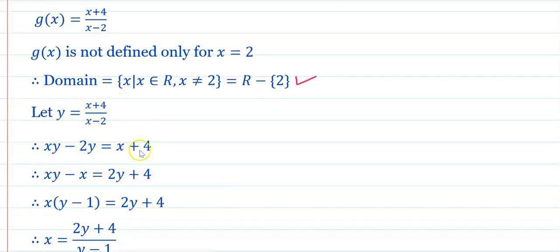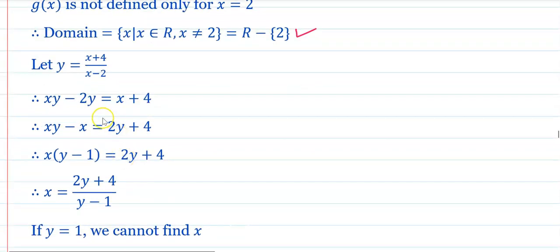If we simplify this, now what do we need to find out? We need to find its range. Now we will simplify this and then express x in terms of y. Simplifying this, you will get x is equal to (2y plus 4) upon (y minus 1). That is, (x minus 2) into y, xy minus 2y is equal to x plus 4. Again, take the terms of x on one side.